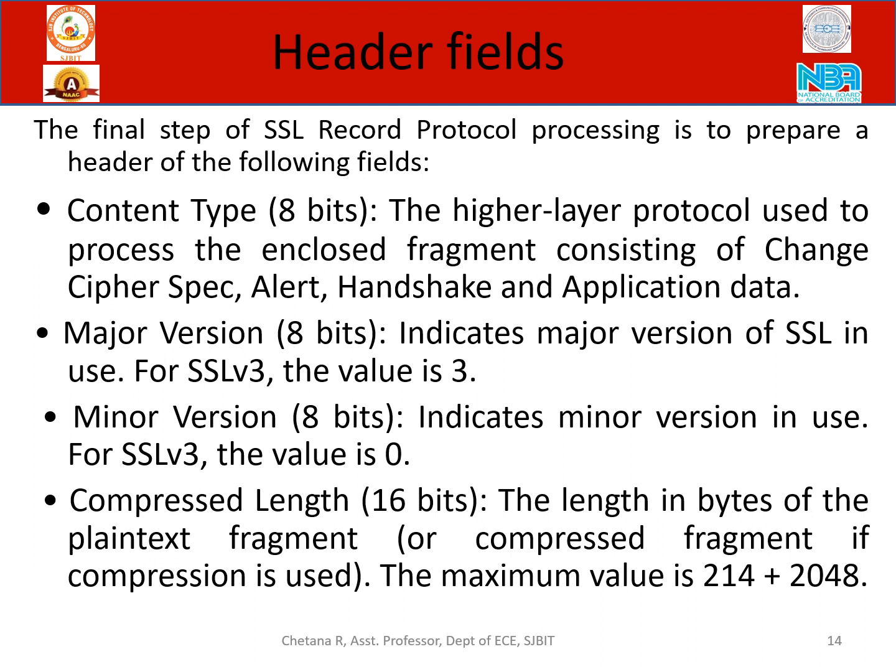The content type tells you the higher layer protocol used to process the enclosed fragment. What are the higher layer protocols? Handshake, alert protocol and change cipher spec protocol. So the content type tells either one of them: either it is the handshake protocol, the alert protocol, the change cipher spec protocol, or application data, not HTTP. So the content type is very specific. It is one of these four.